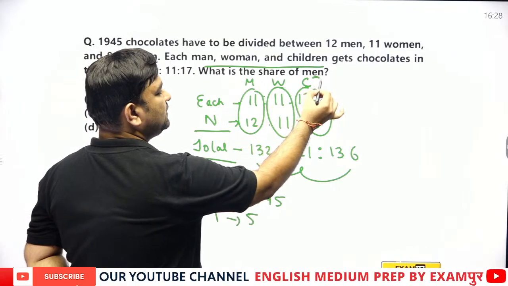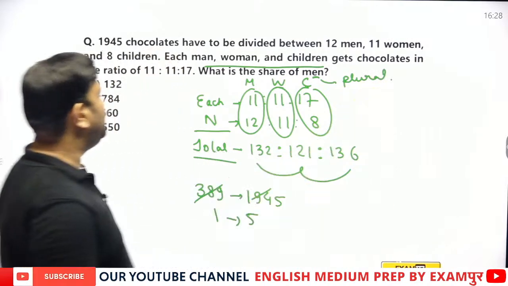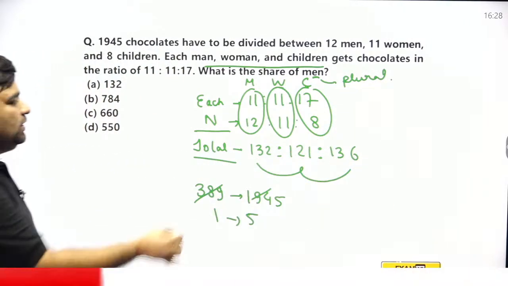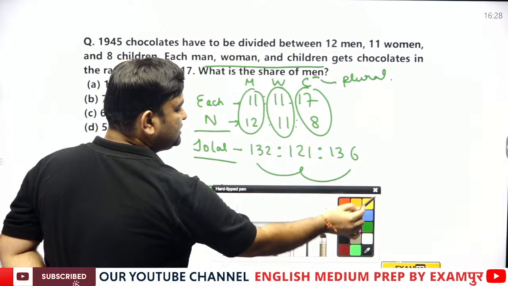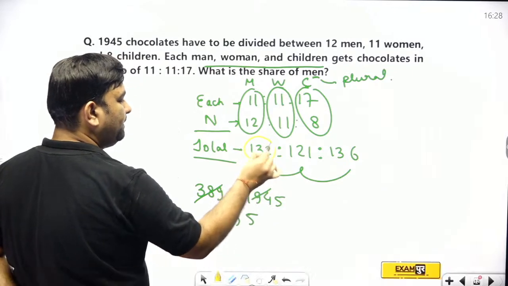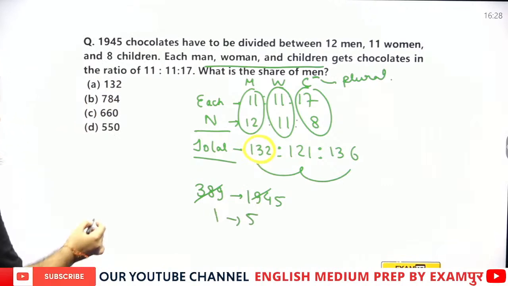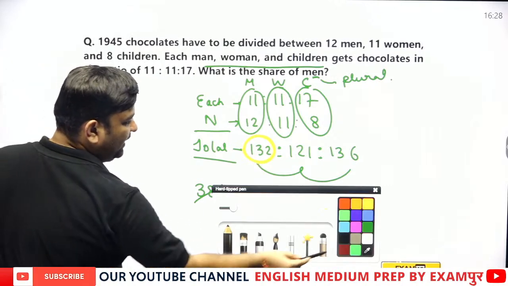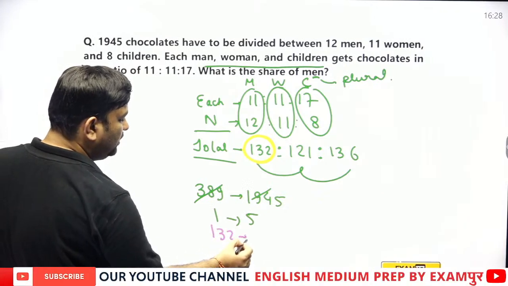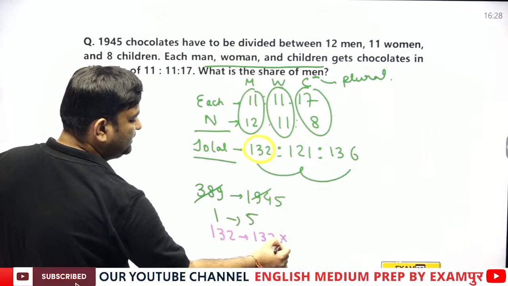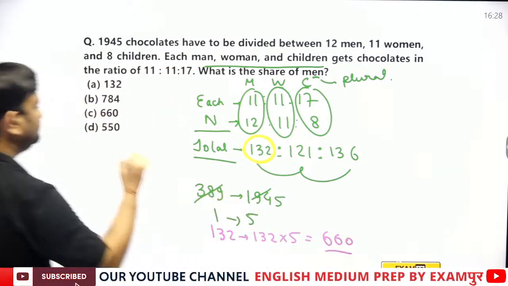What is the share of men? Men means plural. So the total share of men is 132. So if 1 is equal to 5, then 132 is equal to 132 into 5, that is 660.